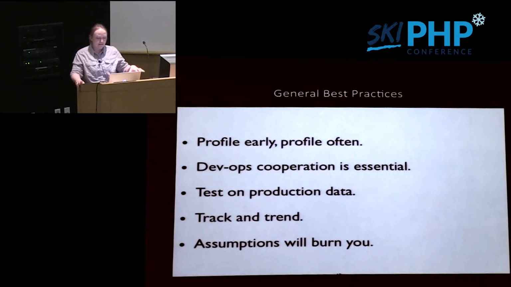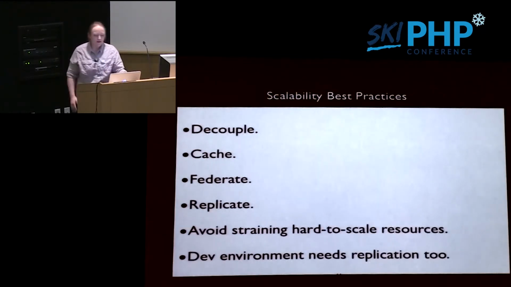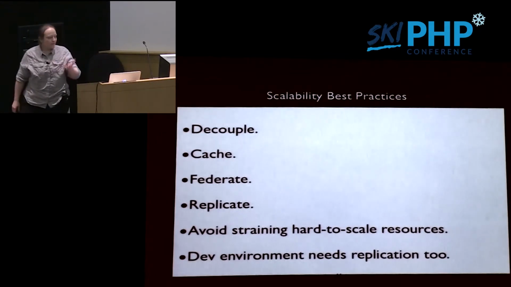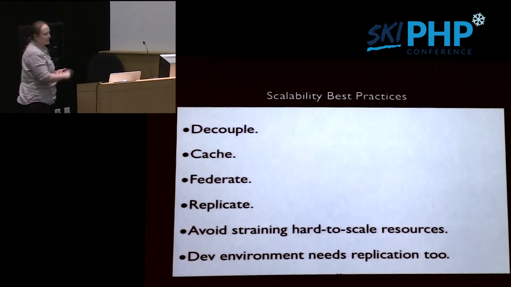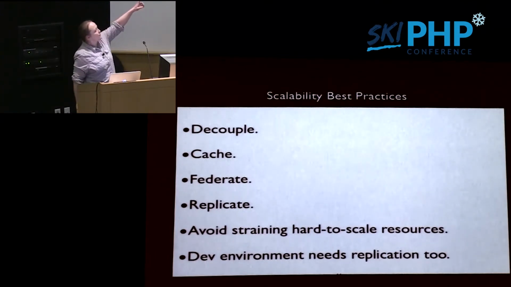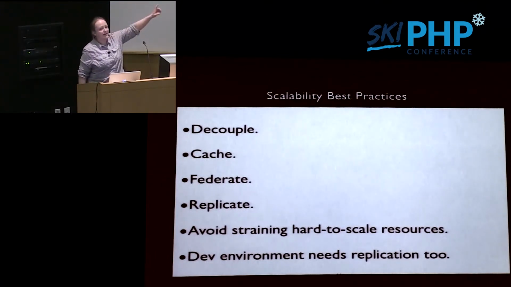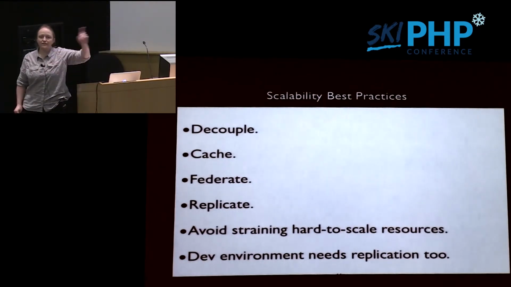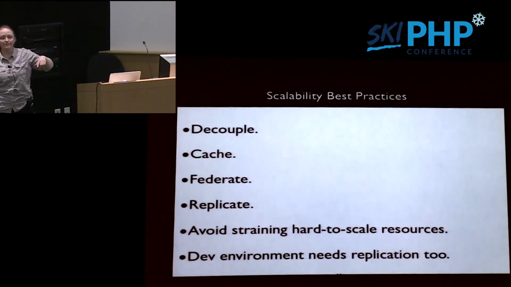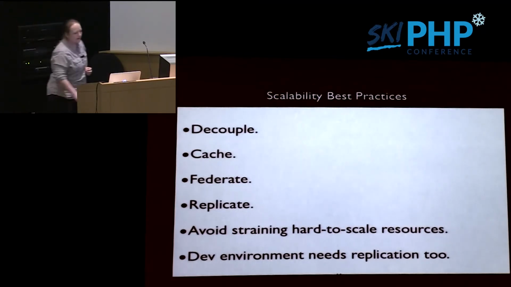So profile early, profile often, test on real data, track and trend, draw graphs. Any assumptions that you make are going to come back and bite you. You should always measure. In terms of scalability, there are a few basic things you should do, and pretty much all of these are still true. Decouple, cache, federate, replicate. Put minimum amount of load on things that don't scale well, and make sure that whatever you do in production, like if you have a master and slave database, you should have that in your development or staging environment as well. Otherwise, you will find a unique class of bugs that you can't reproduce locally.